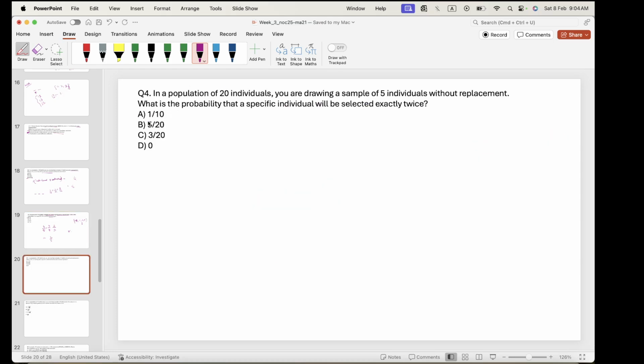Okay, moving on. In a population of 20 individuals, you are drawing a sample of 5 individuals without replacement. What is the probability that a particular individual is selected twice? Let's see first: 1 by 20, and not is 19 by 20.